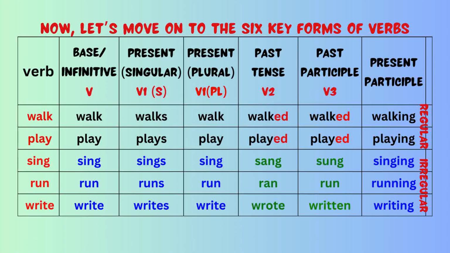Now, let's move on to the 6 key forms of verbs. Our first verb is walk. Base or infinitive, walk. Singular present, walks. Plural present, walk. Past tense, walked. Past participle, walked. Present participle, walking.